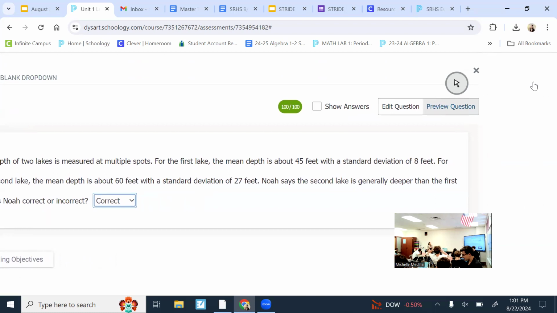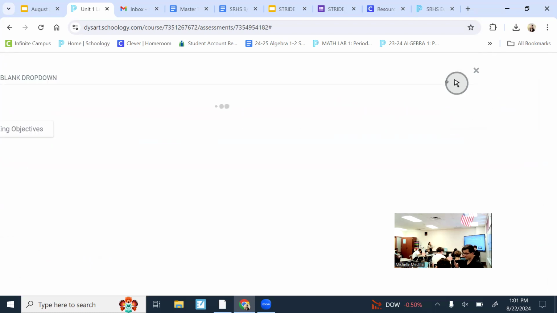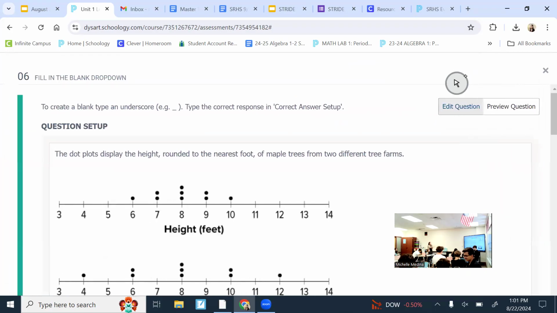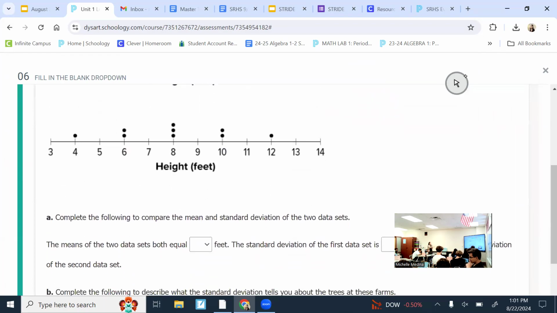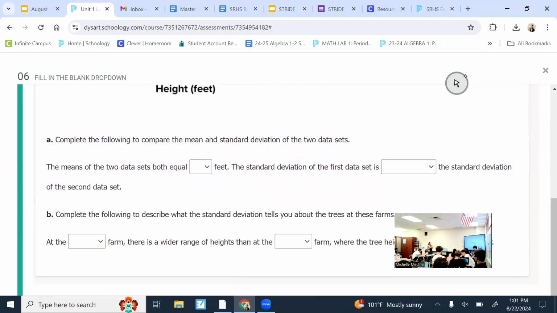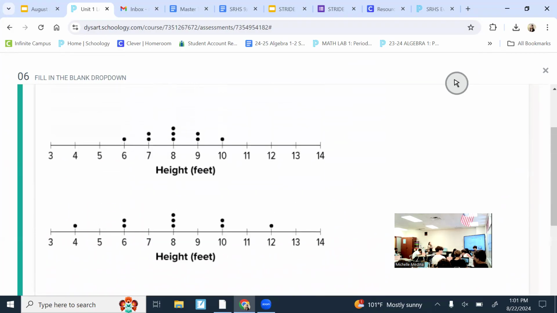So on the left is the key one. Okay. About maple trees. Okay, so we have these two dot plots. We're gonna compare them. The means of the two data sets both equal blank feet. What would you guys say?